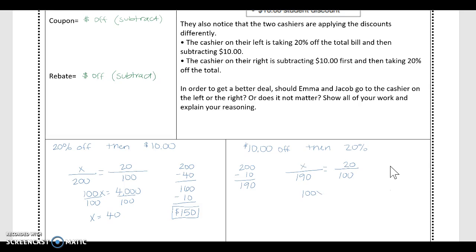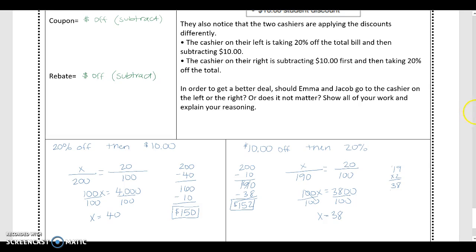So 100x equals, let's see, 19 times 2, 2 times 9 is 18, 2, 38. So 3,800, divide by 100. X equals 38. So I'm going to subtract $38. I have to borrow 8, 10. 10 minus 8 is 2. 8 minus 3 is 5. $152, right? So you always want to take the percentage off, because the percent of a bigger number is going to be a bigger savings, right? So you want to take the 20% off and then the dollar amount off, because you save more that way.